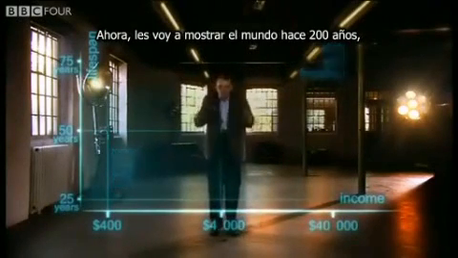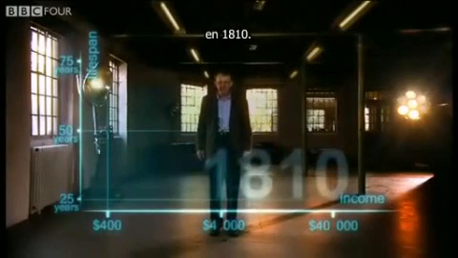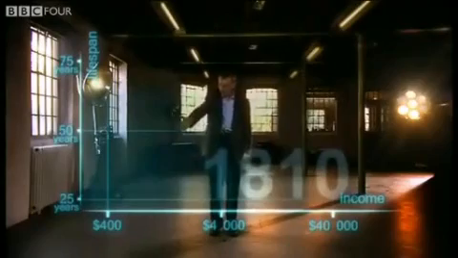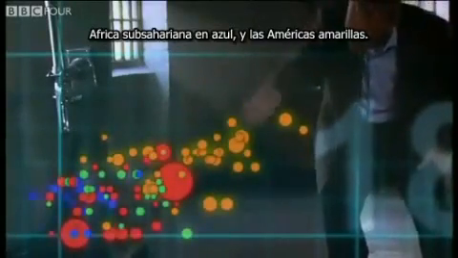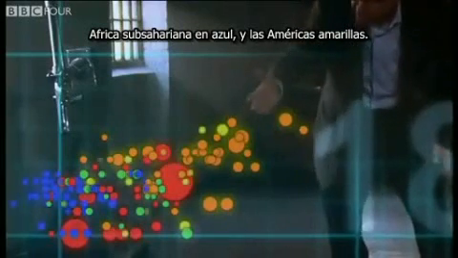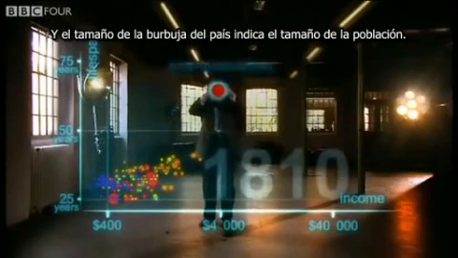Now, I'm going to show you the world 200 years ago, in 1810. Here come all the countries. Europe brown, Asia red, Middle East green, Africa south of Sahara blue, and the Americas yellow. And the size of the country bubbles shows the size of the population.